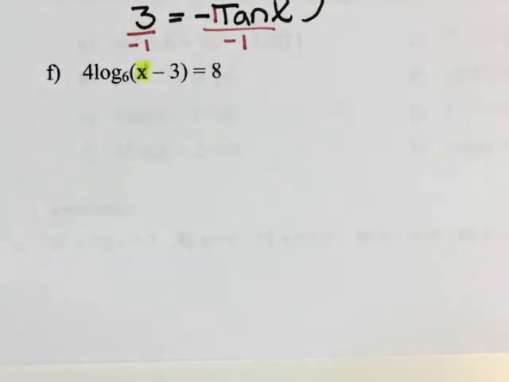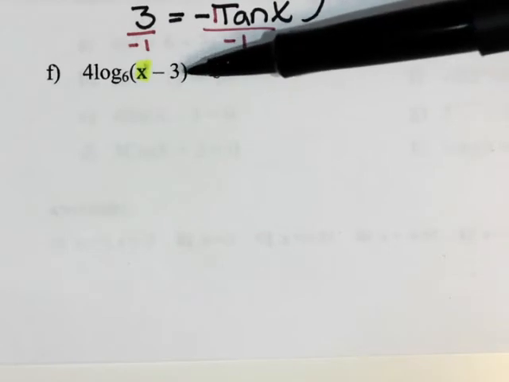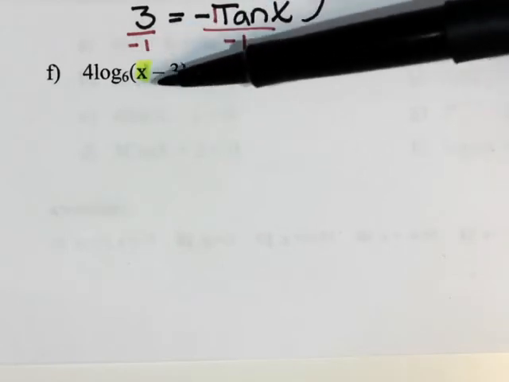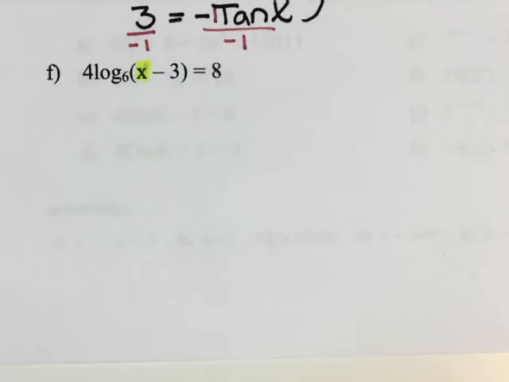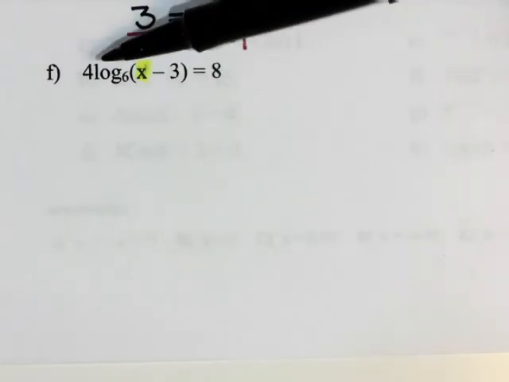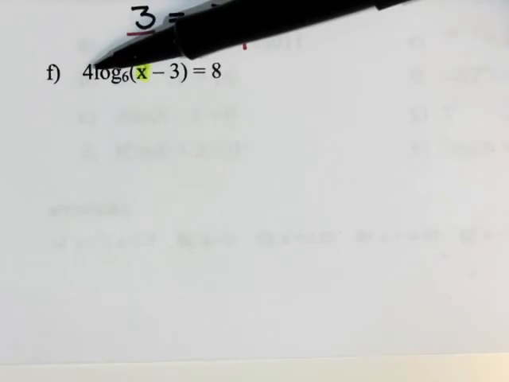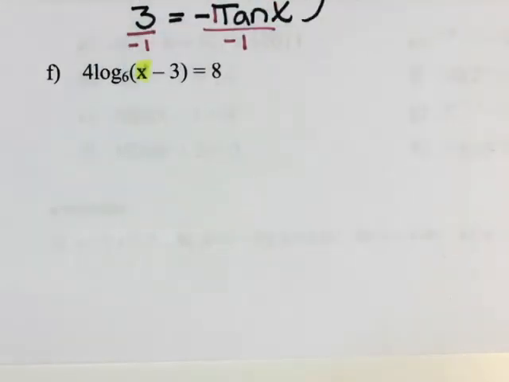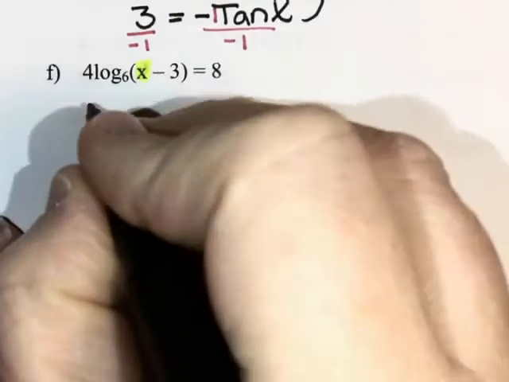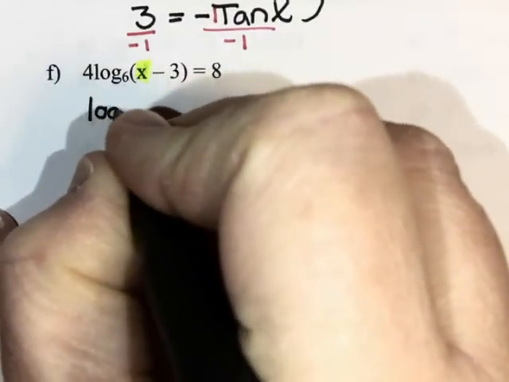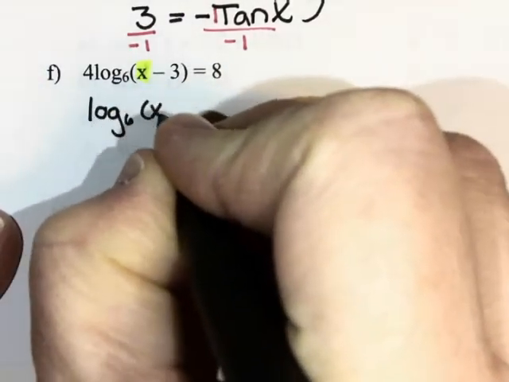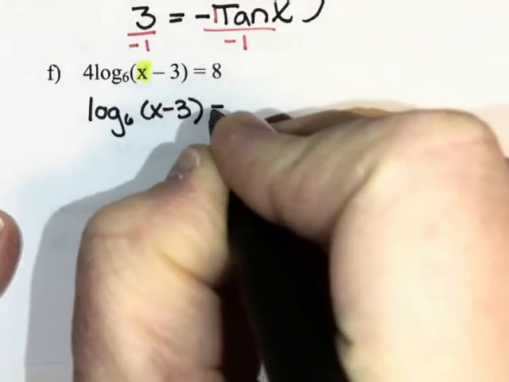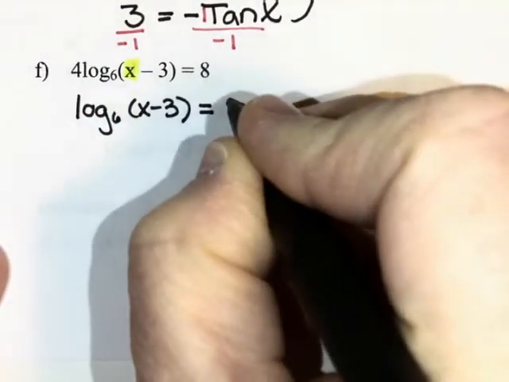So I'm going to start with moving any addition or subtraction I might have. I do have a subtract 3, but unfortunately it is inside the bracket. It's the argument of my log, so I'm not allowed to move that. So next I would move to multiplication and division. I do have a multiply by 4 out front here, so I would start by dividing both sides by 4. So I'm going to get log base 6 of x minus 3 equals, and then 8 divided by 4 is 2.